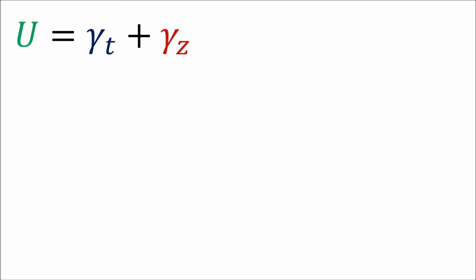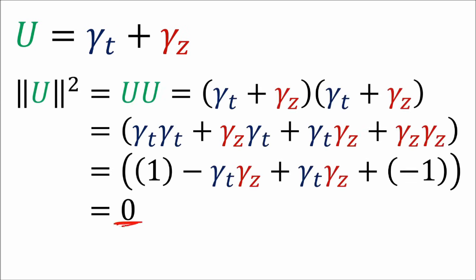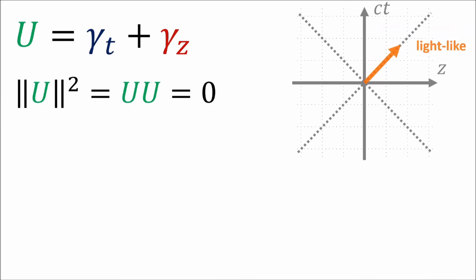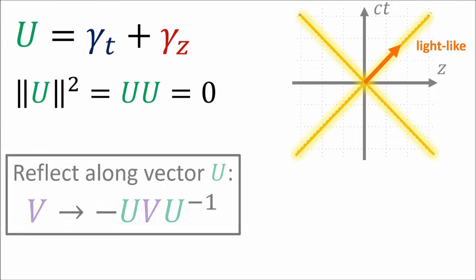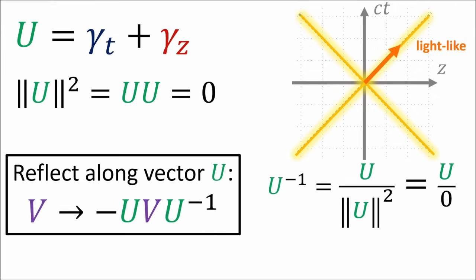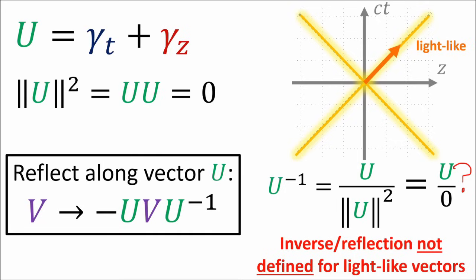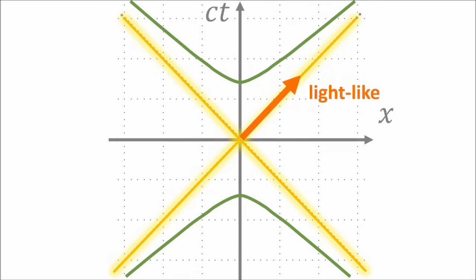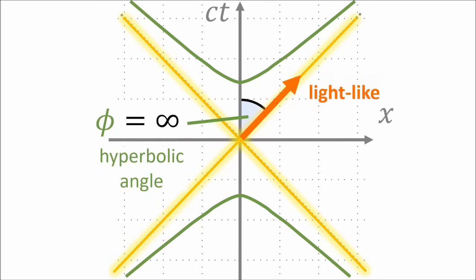Also, some vectors in space-time, such as gamma t plus gamma z, square to 0. These are the light-like vectors which point along the paths of light beams in space-time. Because their squared length is 0, light-like vectors have no inverse, and so we cannot use them for reflections. You can think of a light-like vector as existing at an infinite hyperbolic angle. So we can't use it to measure hyperbolic reflection angles with our initial and final vectors.